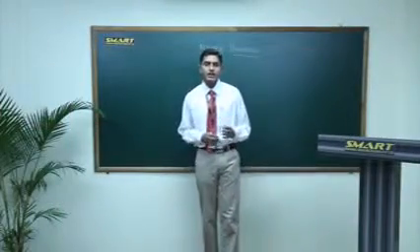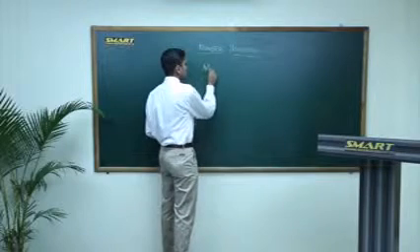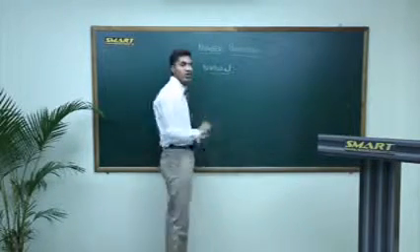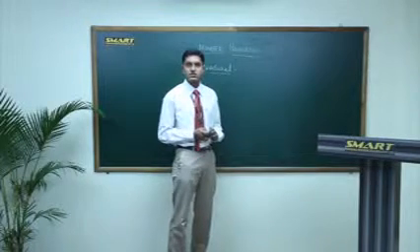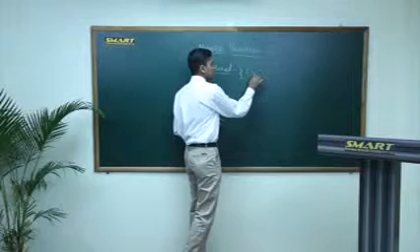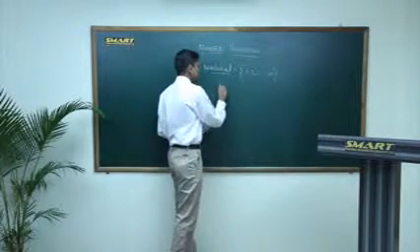Let us know the classification of numbers in this section. First, it is natural numbers. All the counting numbers are called natural numbers. That is from 1, 2, etc. up to infinity. And we represent them as N.